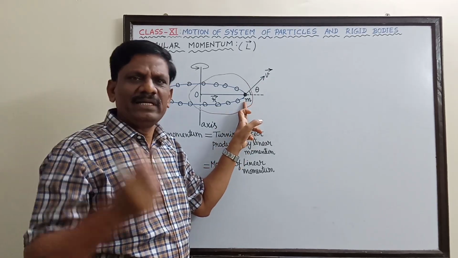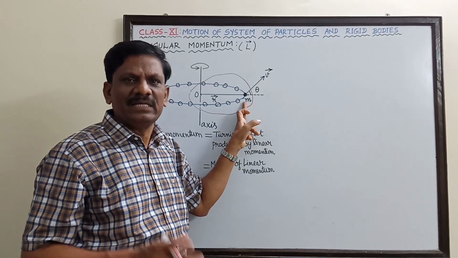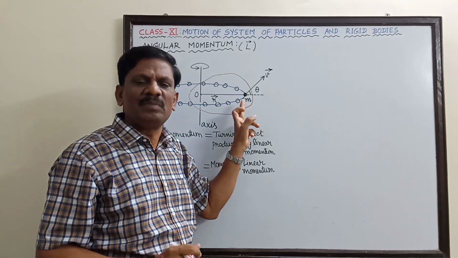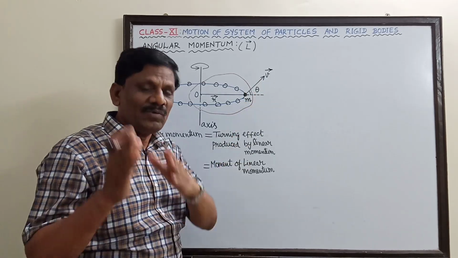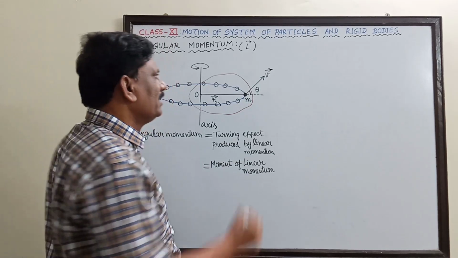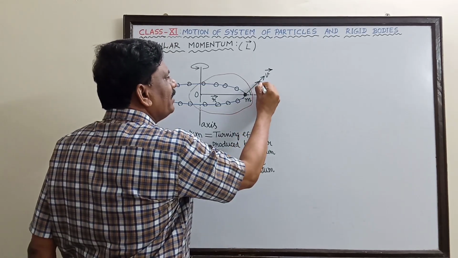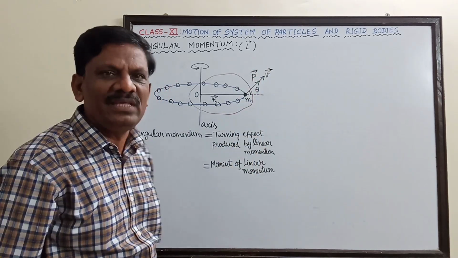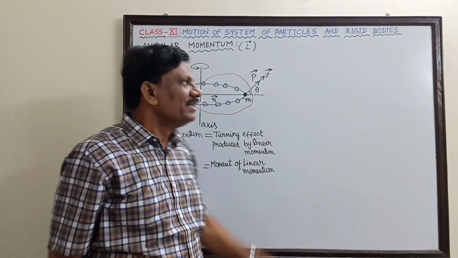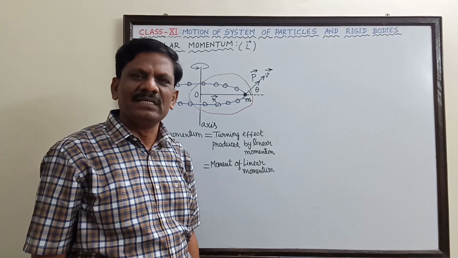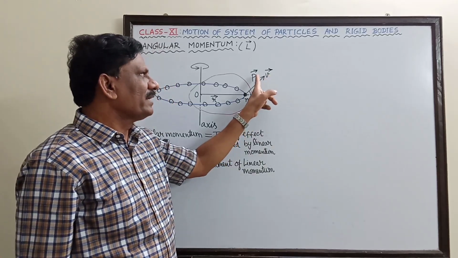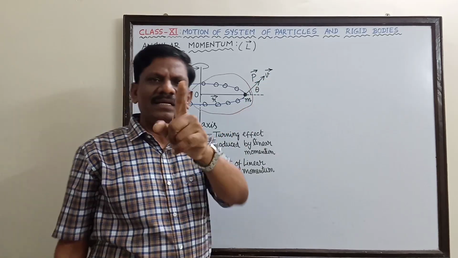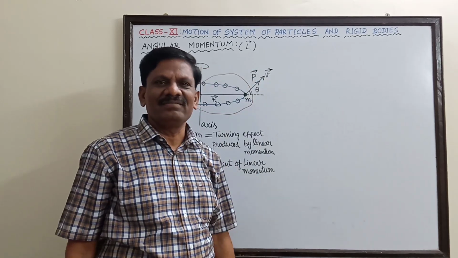In addition to that, it will have angular momentum. Understand? Now what is the linear momentum? It is mass into linear velocity. And what is the direction of the linear momentum? It must be along the same direction as the velocity. So p vector, small p, is the linear momentum. It is a vector quantity. Understand? So the direction of linear momentum is along the direction of the linear velocity.